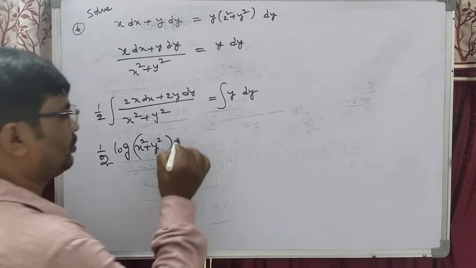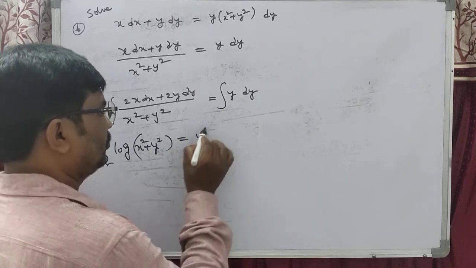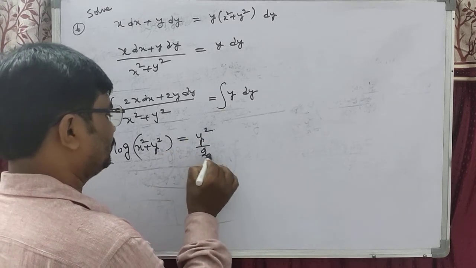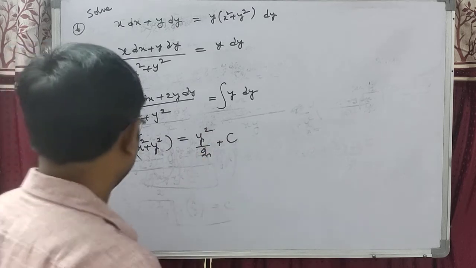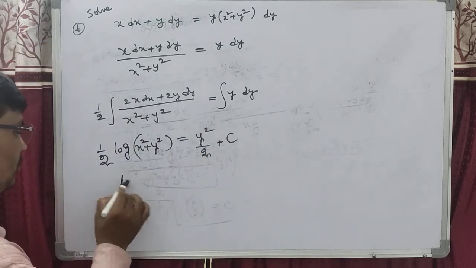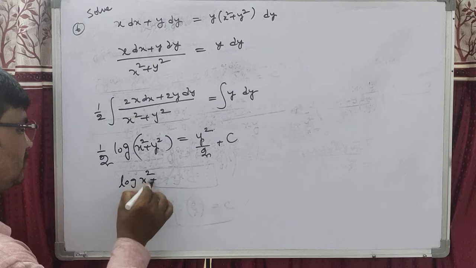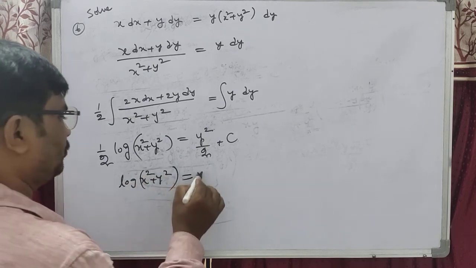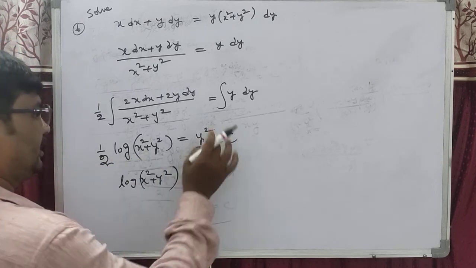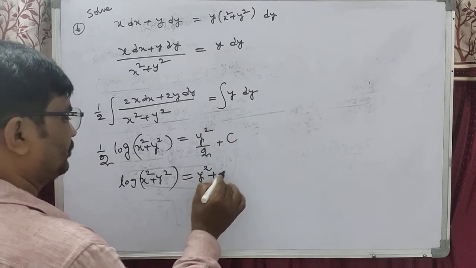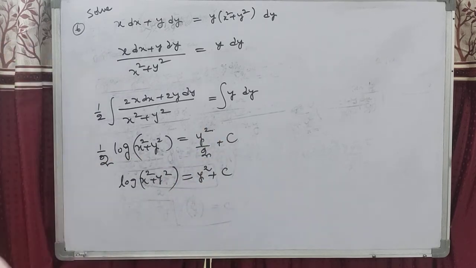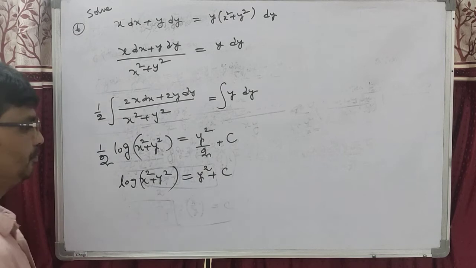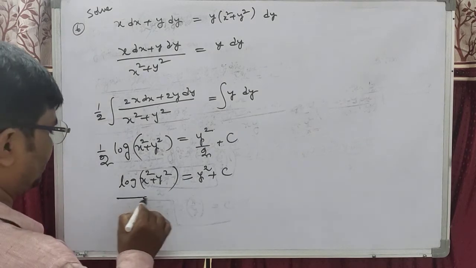How can you write the right side? y square by 2 plus c. So this is log mod of x square plus y square equals y square by 2 plus c. The 2 is standing on the other side, so 2c is nothing but c. This is our required answer, students.